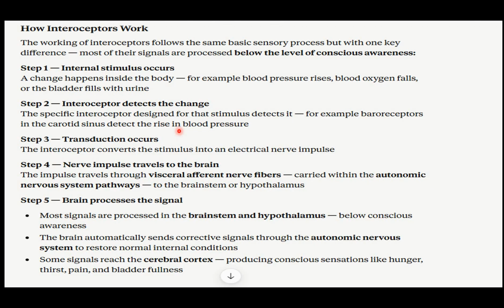And at the last stage, the 5th step, the brain processes the signal, and most of the time signals are processed in the brainstem or hypothalamus below conscious awareness. The brain automatically sends corrective signals through the autonomic nervous system to restore normal internal conditions. And then we have a third thing: some signals reach the cerebral cortex, producing conscious sensations like hunger, thirst, pain or bladder fullness. So this is the entire working of the interoceptors.